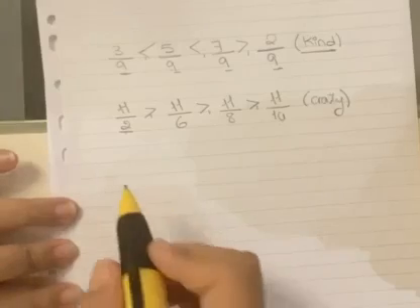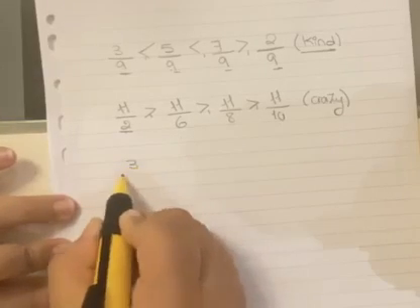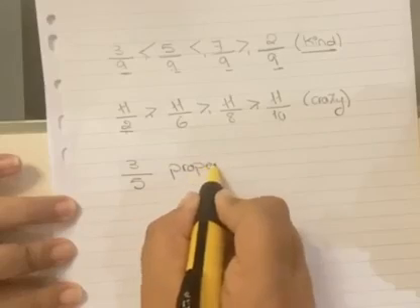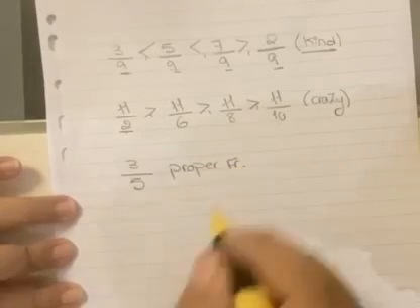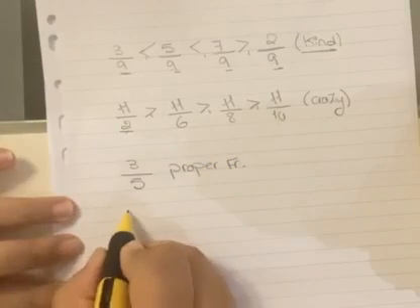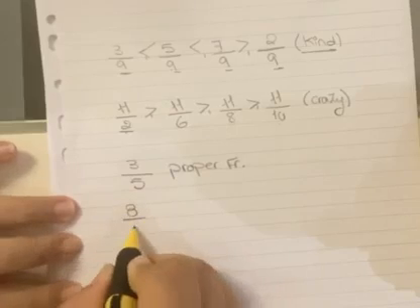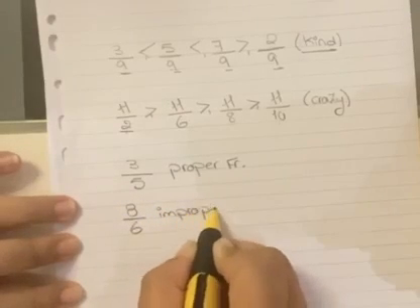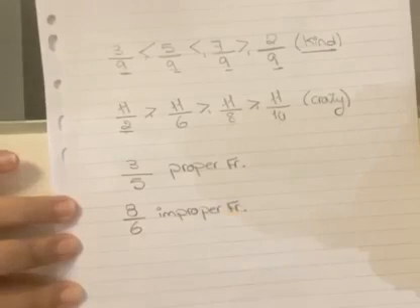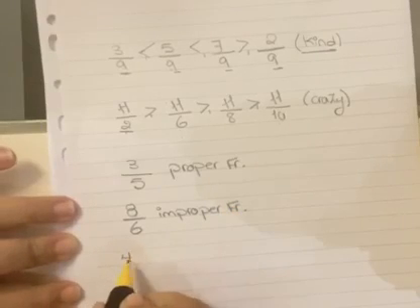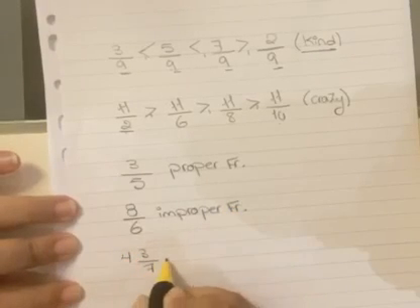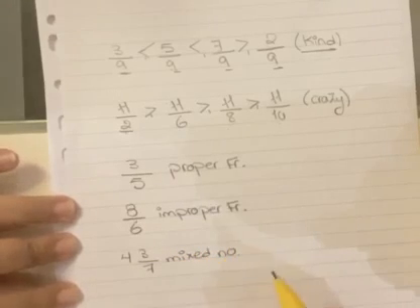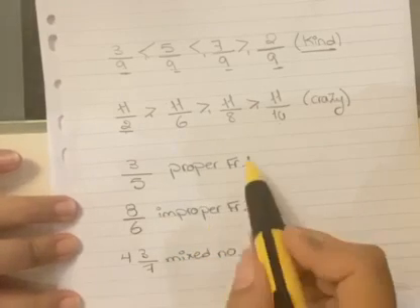1, I have first 3 over 5. This is proper fraction. Okay? 8 over 6. This is improper fraction. Okay? And if I have 4 and 3 over 7, this is called mixed number. Okay? You already know this from Junior 4.